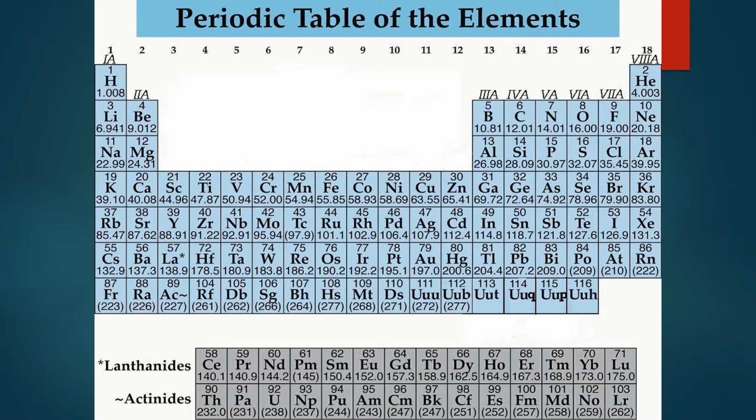These are called S block elements. Why are these called S block elements? Because the last electron enters into the S orbital. That's why these are called S block elements.